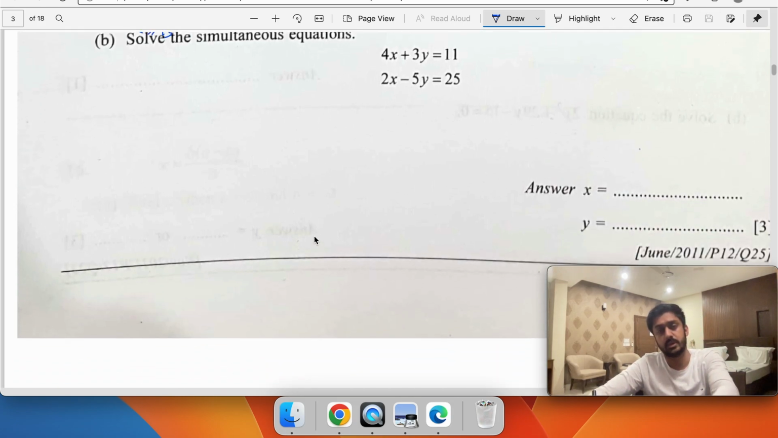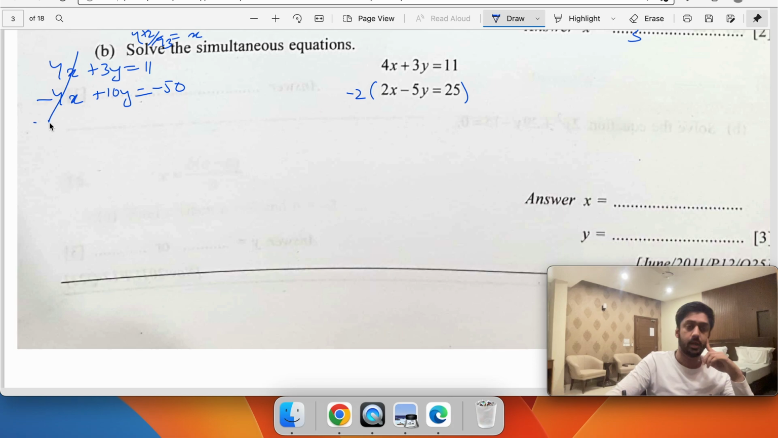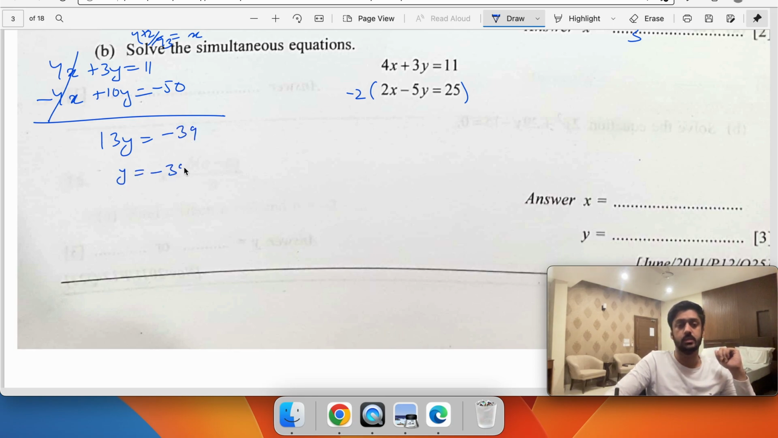Another pair of simultaneous equations. If we multiply the second equation by minus 2, the first is 4x plus 3y is equal to 11. This is elimination. So minus 4x plus 10y is equal to minus 50. Add these equations. This is 13y, and 11 minus 50 is minus 39, so y is equal to minus 39 by 13, y is equal to minus 3.